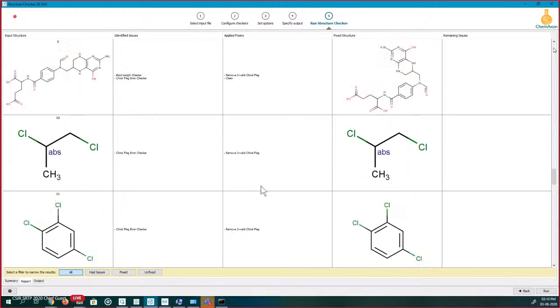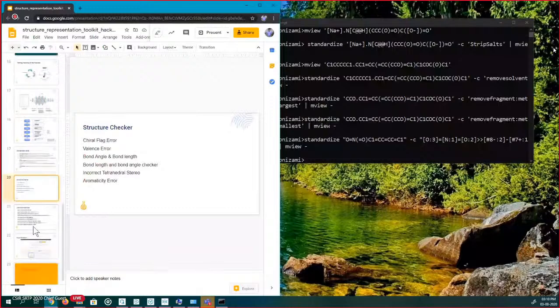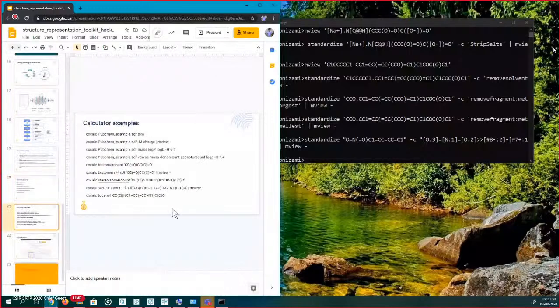So this is the way you can correct your input structures in one go, or you can say a large number of molecules can be processed very quickly. So you don't need to run them one by one. All right, next, let's go to the next practical demo for the calculator examples.